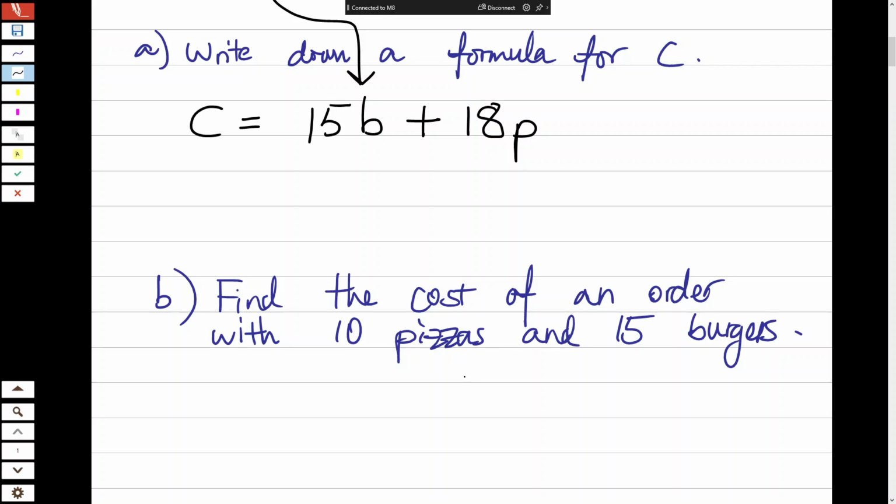Let's do this example, okay? I'll just put down here y not b plus p times 15. All right, so I've given you a formula. C equals 15b plus 18p. In part B, what I'm asking you to do is tell me the cost of buying 10 pizzas and 15 burgers. What should we do here?